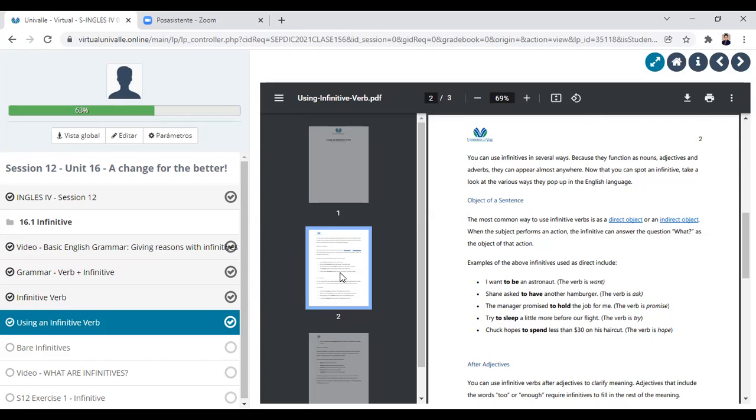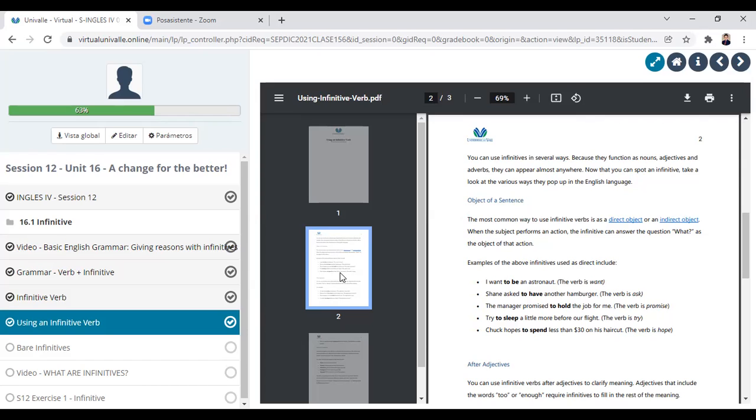Examples of the above infinitives used as a direct object include: I want to be an astronaut. Shane asked to have another hamburger. The manager promised to hold the job for me. Try to sleep a little more before our flight. Chuck hopes to spend less than $30 on his haircut.